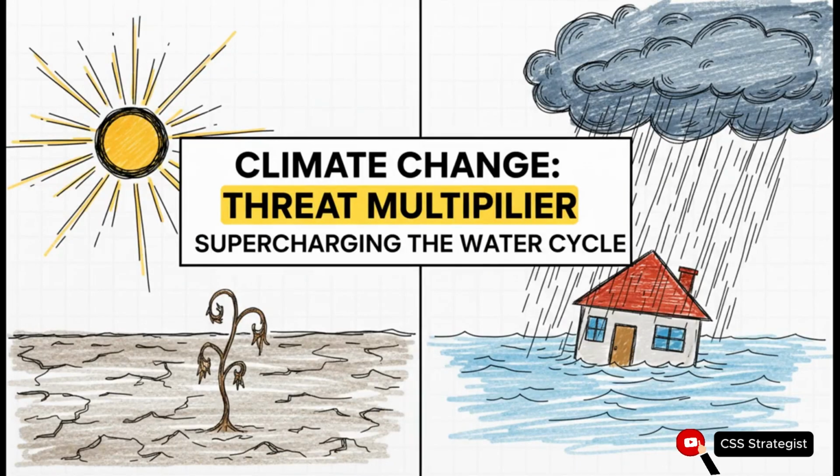And the third overarching impact is climate change. You should think of it as a threat multiplier. It basically supercharges the water cycle, which leads to more extreme and unpredictable weather. It intensifies both droughts and floods, and it's fundamentally reshaping water availability all across the globe.